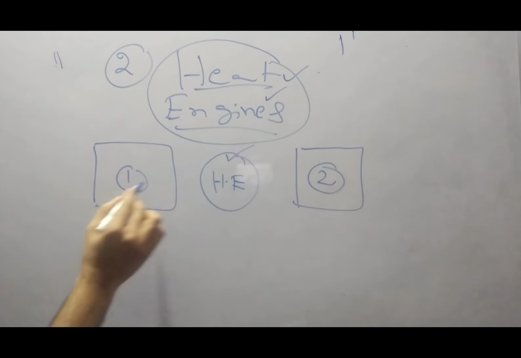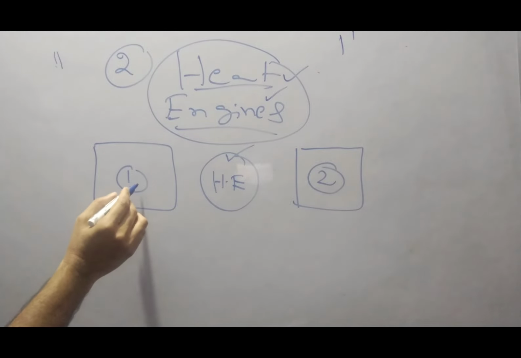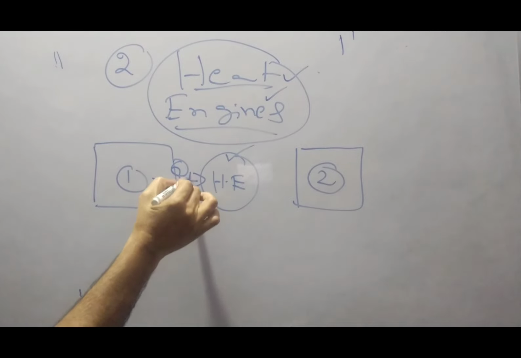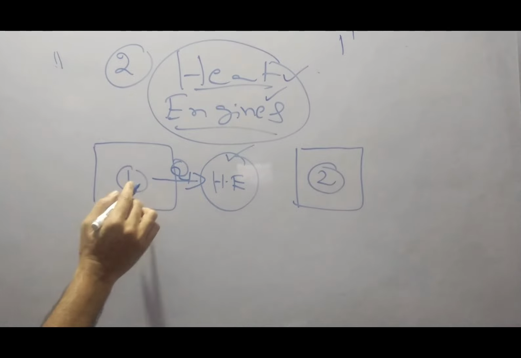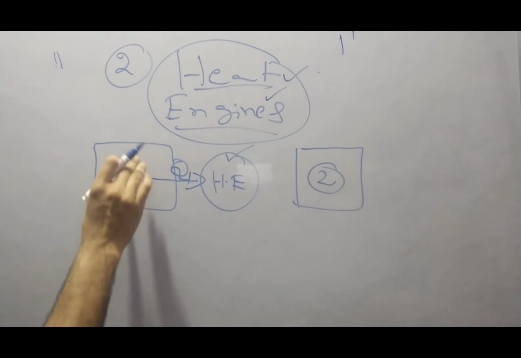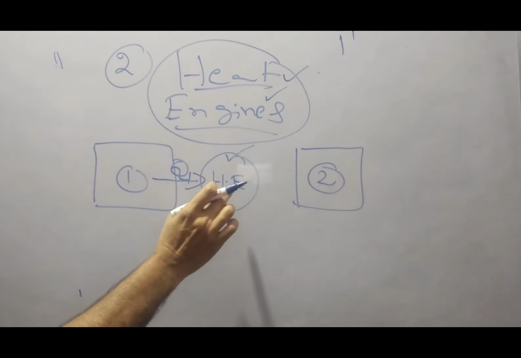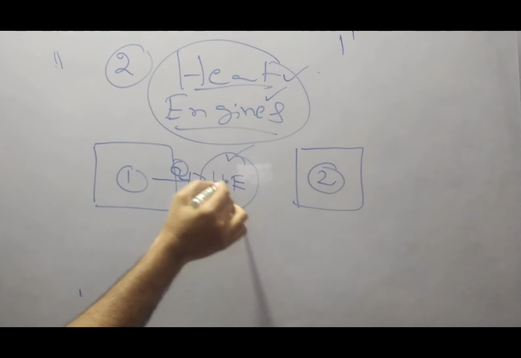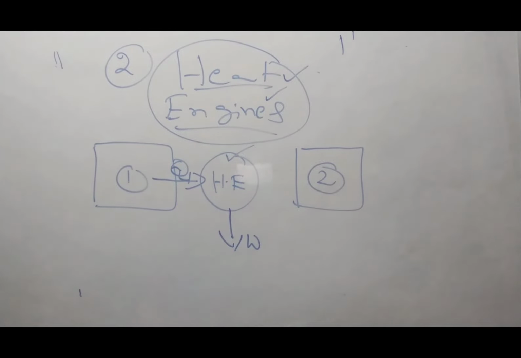To run this heat engine, we require two reservoirs, right? From reservoir 1, heat is coming, that is known as Q1 heat, to this heat engine, right? Reservoir means it may be air. From the air, heat is coming to this heat engine, okay? And the heat engine will do some work. So this is known as work here.